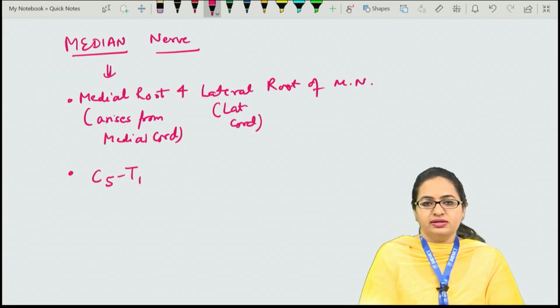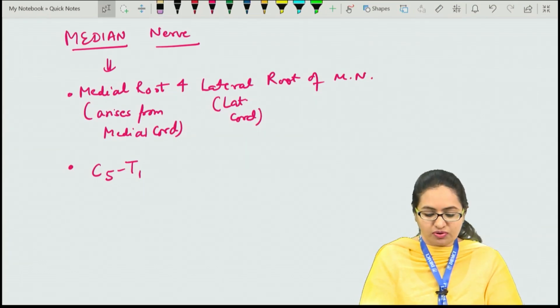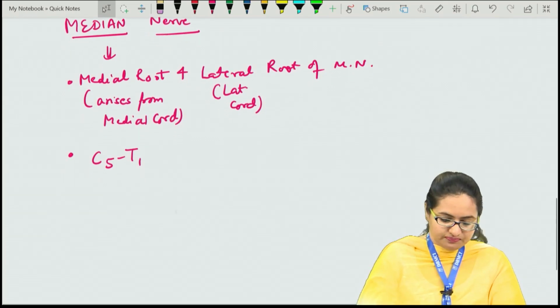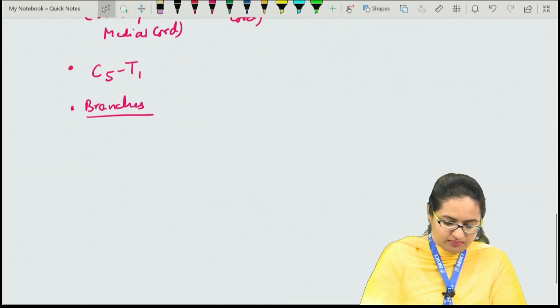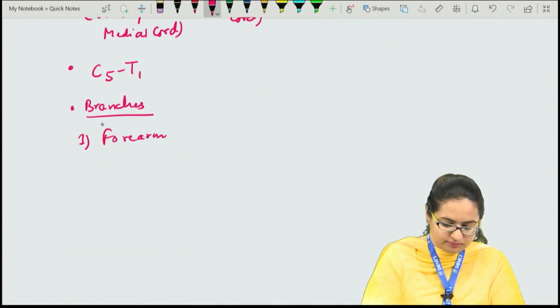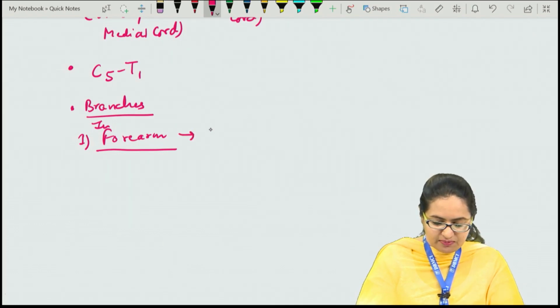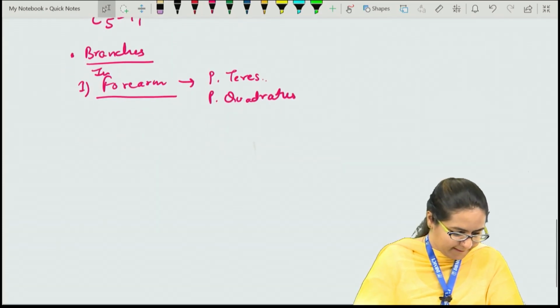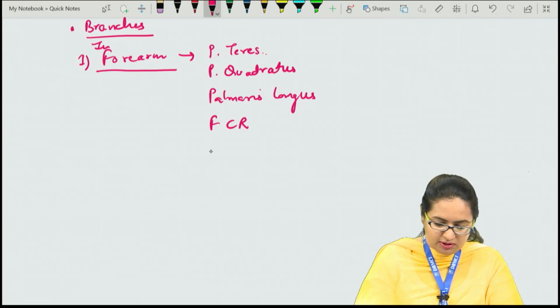As it is coming down, it gives no branch in the arm and it comes into the cubital fossa. In the cubital fossa it is lying just deep to the bicipital aponeurosis, and when it reaches the forearm it gives further branches. In the forearm, it supplies all the muscles except the muscles supplied by the ulnar nerve. So it supplies the pronator teres, the pronator quadratus, the palmaris longus, the flexor carpi radialis, flexor digitorum superficialis, and the lateral half of flexor digitorum profundus.